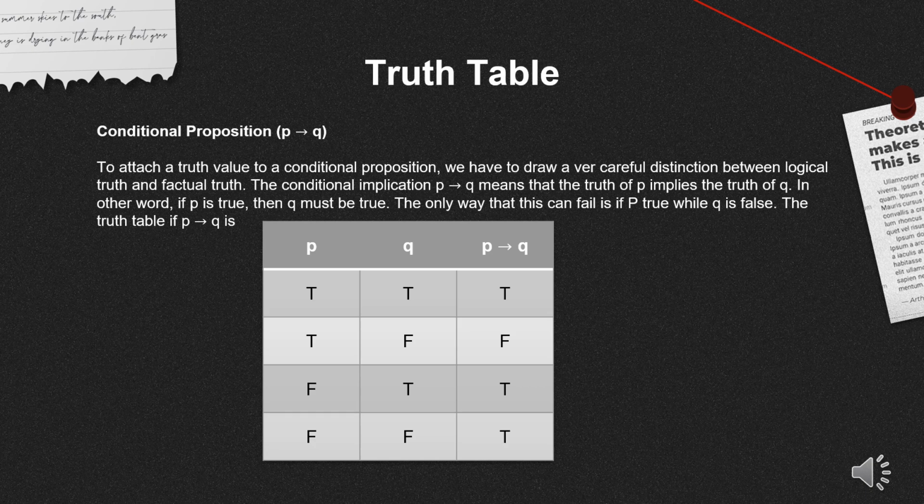The only way this can fail is if P is true while Q is false. In the truth table for P implies Q, as you can see, we have both variables P and Q. The result for P implies Q is true if both are true, or both are false, or the first one is false and the second is true. But if P is true and Q is false, then P implies Q becomes false. True implies false ends up false.